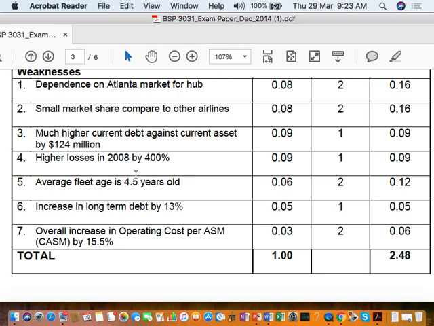So you're very correct. What about for number 3? What kind of recommendations could you make for number 3? Much higher current debt against current assets by 124 million. What recommendations could you make there? Divest. All right, but before you get to that point, what kind of thing would you need to do before you get to that point?